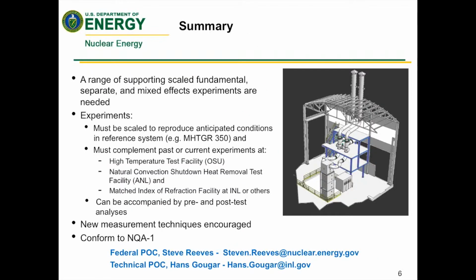In summary, a range of supporting, scaled, fundamental, separate, and mixed effects experiments are needed. The experiments must be scaled to reproduce anticipated conditions in the system referenced in the work scope and could complement past or current experiments at existing facilities. Your work must be accompanied by pre- and post-test analysis. New measurement techniques are encouraged, and all validation and verification work must be performed using NQA-1 2008 with the 2009 NRC accepted paragraphs on quality assurance practices.